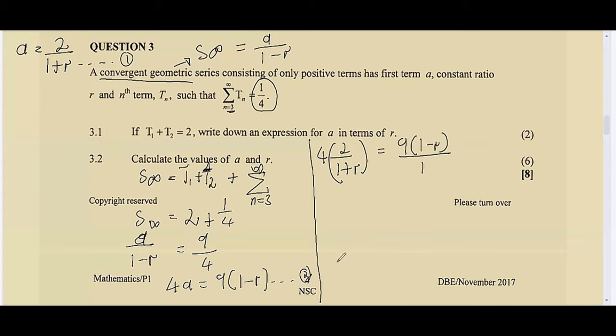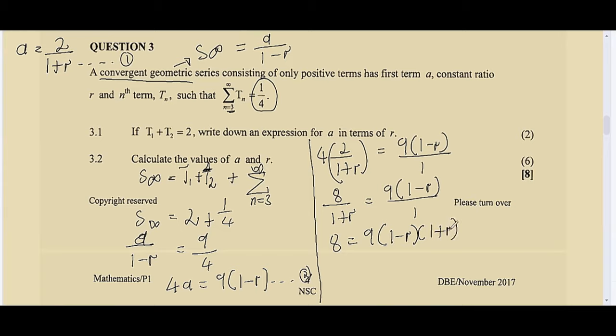So I just want all this to be in terms of fractions, right? So this is 4 times 2, which gives me 8 over 1 plus R, and then that equals 9, 1 minus R, over 1. Now at this point, what can I do? I can just cross multiply this, and then this will give me 8 times 1, that's 8. So let me properly write that. So that's 8, and then if I cross multiply here, I have 9, 1 minus R, and then 1 plus R.